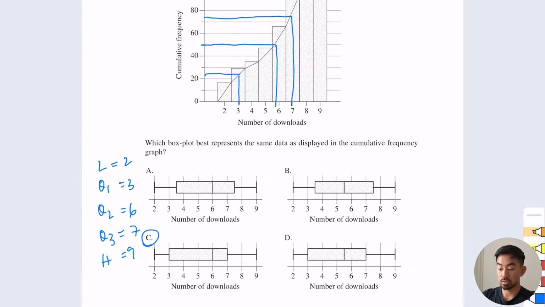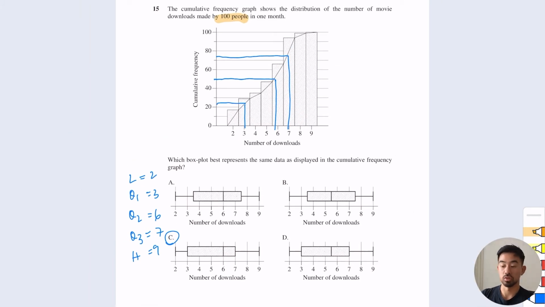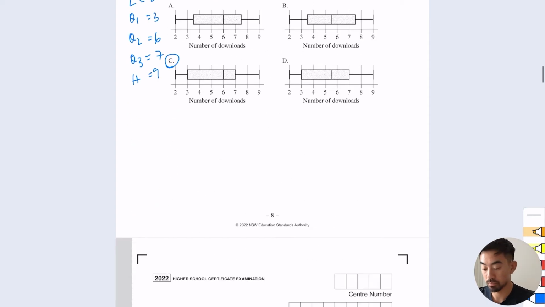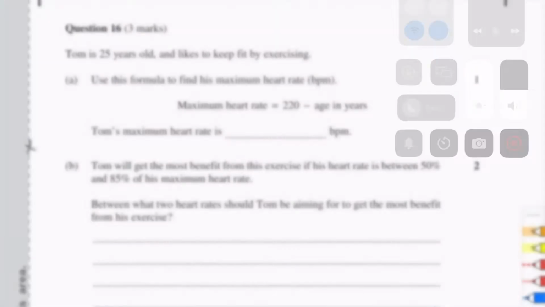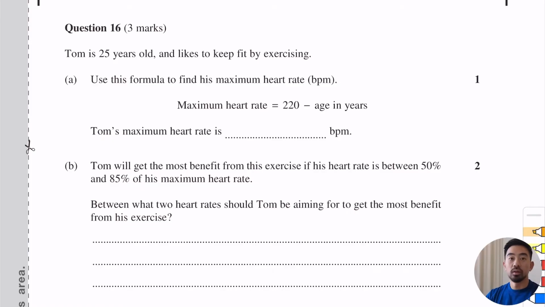Okay, cool. That's multi-choice done. Time for the short answer. Let's go. Okay. As you can tell, it looked different. Something came up before, but now we're back, so let's finish this.